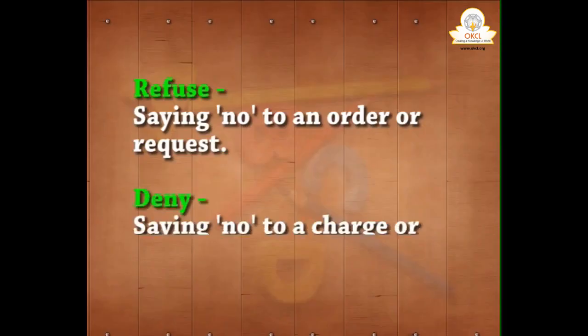Then what is deny? When you deny an allegation, someone is telling you, have you broken the window? If you want to accept, you can say yes. Then you accept it. You say, no, I have not broken it. That means you denied that charge. Whenever there is a charge on you, you say no. That is deny. And when you say no to an order or request, it becomes refuse. Okay, let's see the next sentence.